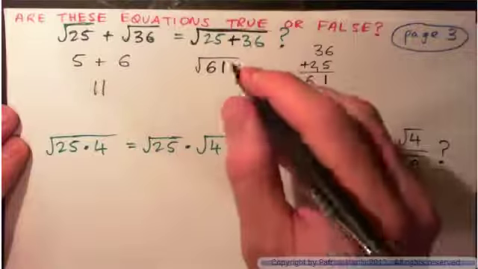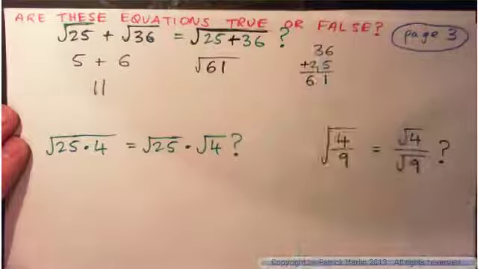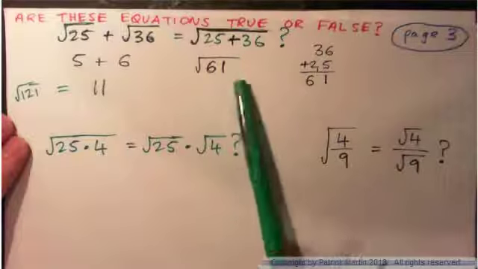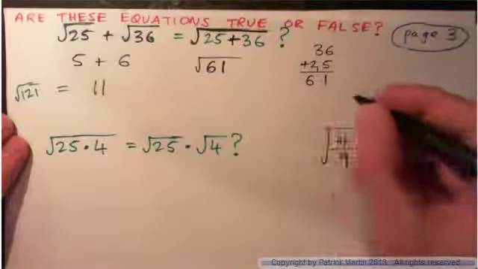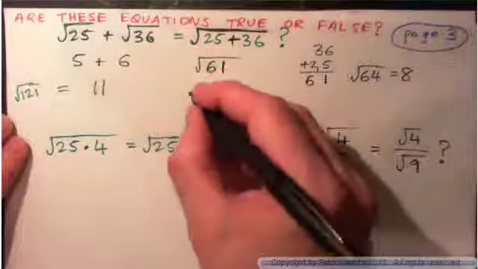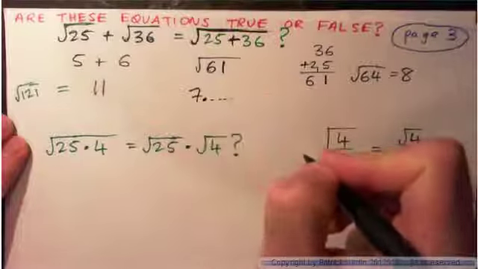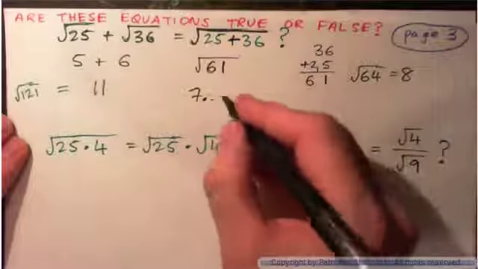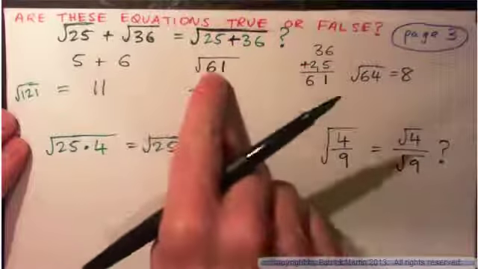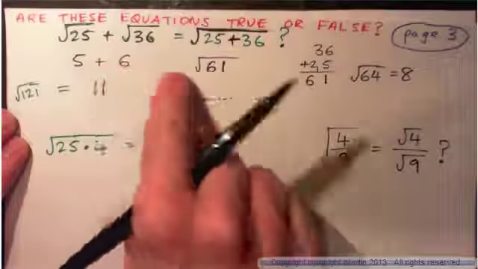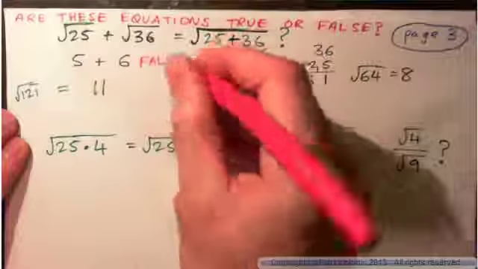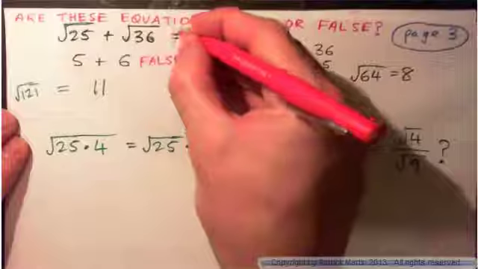Now, root 61, does that give 11? I mean, we know that root 121 is 11. Okay, so root 61 is certainly not 11, right? In fact, root 64 is 8. So this is 7 point something, 7.8 something or whatever. It's actually a decimal number, okay? So these things are not the same. Okay, we didn't get root 121, and so these are definitely not the same. So this thing is false. Okay, this is not equal to this.